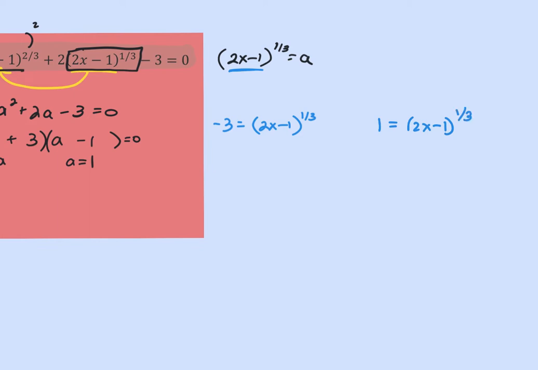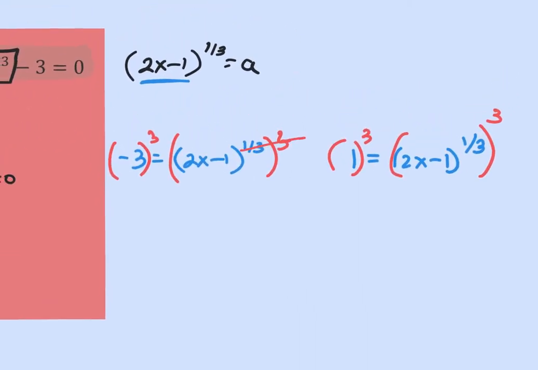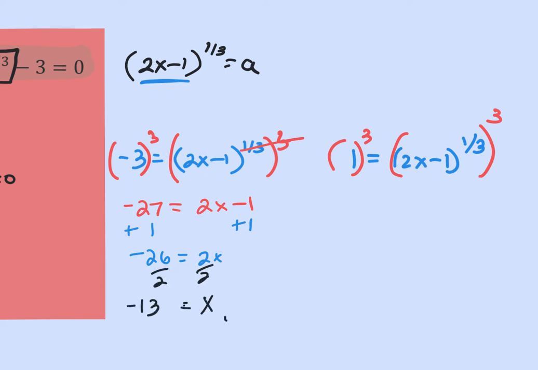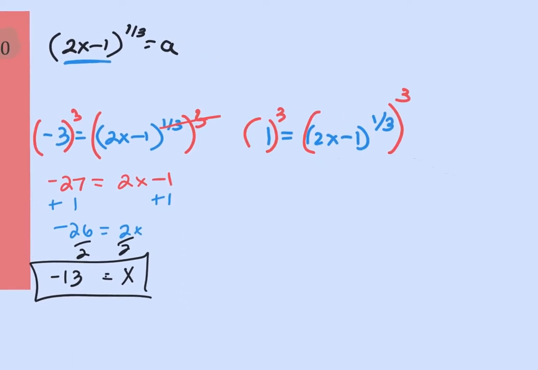And then I want to get rid of the 1/3. So how do I eliminate an exponent that's a 1/3? Raise it to the second power. Or raise it to the third power, sorry. So we'll do it on both sides. So the 1/3 raised to the third power cancels it out. -3 to the third would be -27 equals 2x minus 1. And then add the 1. -26 equals 2x. Divide by 2. And x is -13. That's one of my answers.